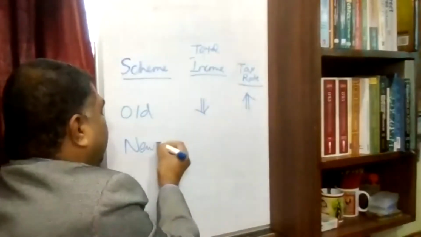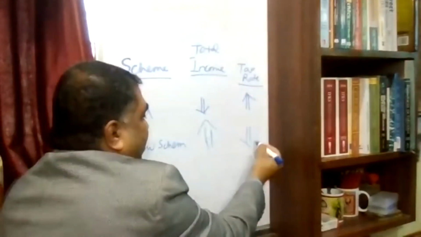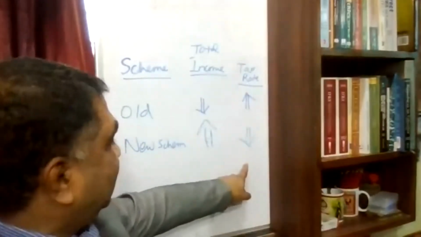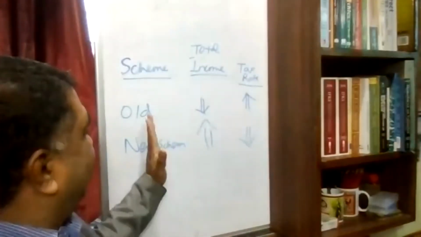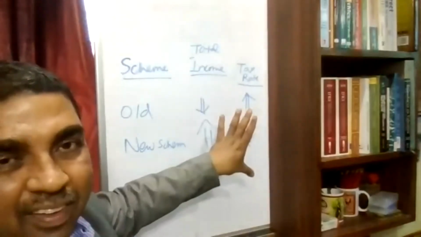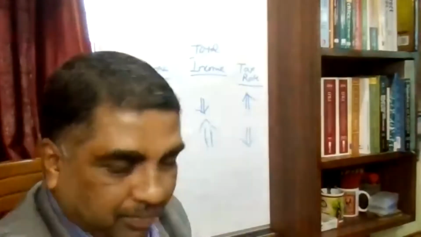And under the new scheme, total income is more and my tax rate will be less. Tax rates are less, but when you compute, your total income will be more. So you have to compute the total income in both situations. Then you apply the calculator and you will find out which scheme is better for you. Is it clear to you? Yes, sir. Okay, so we cannot compare straightaway. We have to actually find out which scheme is better.